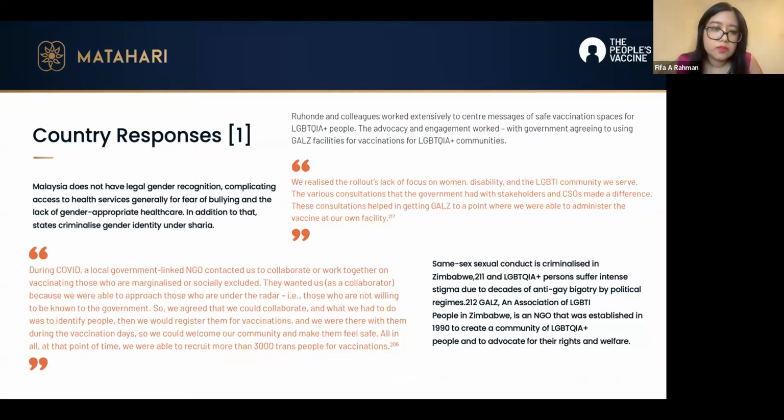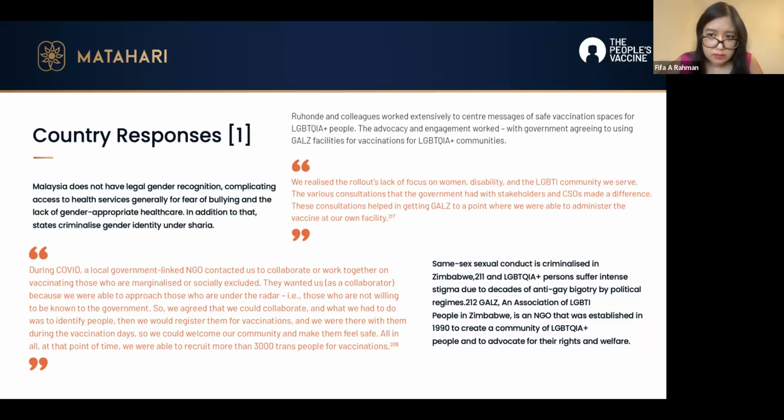The next part talks about some country responses, and in Malaysia, we looked at how trans people were accessing testing and vaccination services. Malaysia doesn't have gender legal recognition, so trans people are still listed with their birth genders, complicating access to health services generally, because when they show up at health services or vaccination centers, they're often either abused or refused services, or essentially there is a barrier to accessing services because of the fear of bullying.